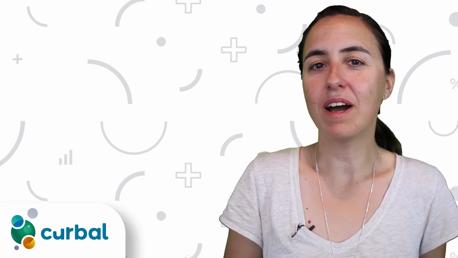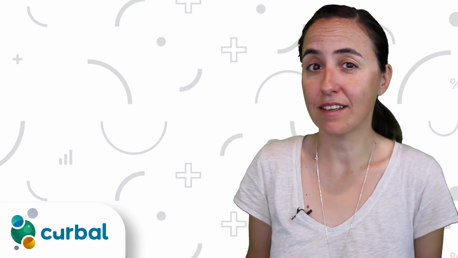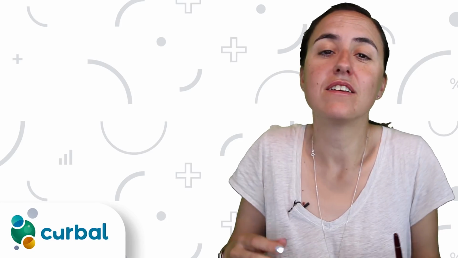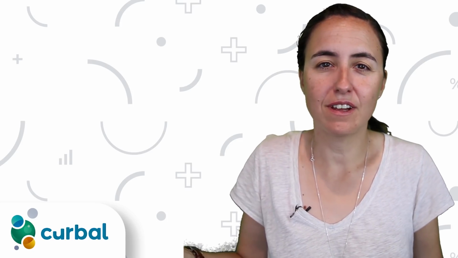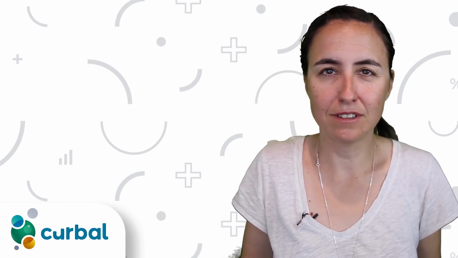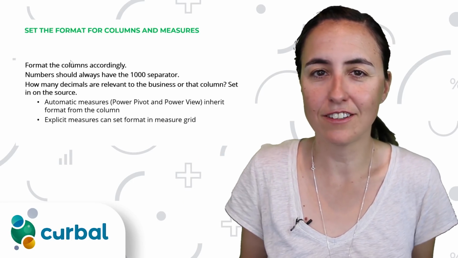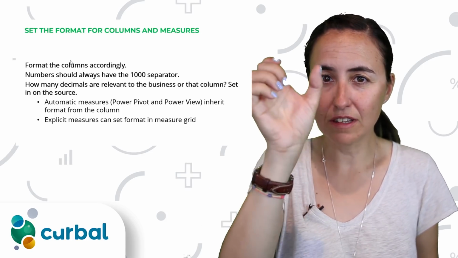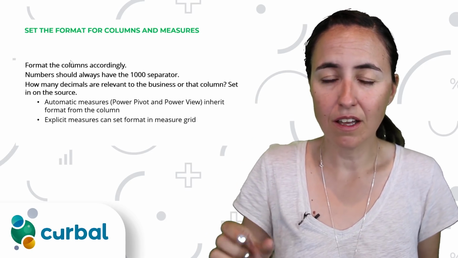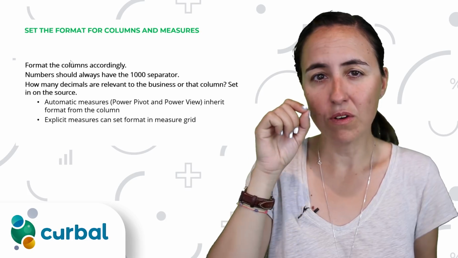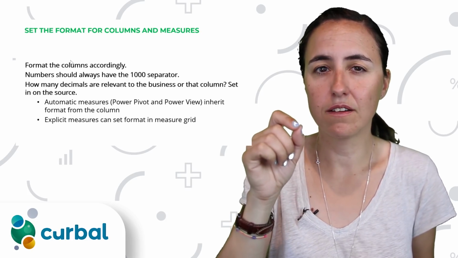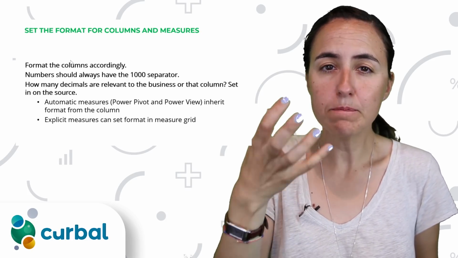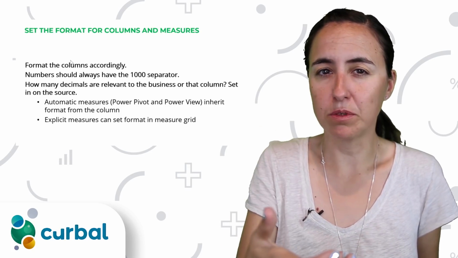And that brings me to my last tip, and it is to make sure that you have the right data format on your columns. It's something that drives me absolutely nuts. If you know that this number is going to go up to 1,000, why not put the comma or the dot, depending on where you are in the world? It just makes it so much more readable.